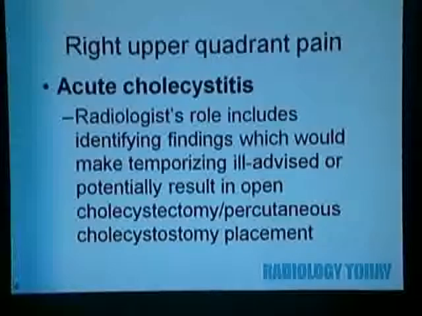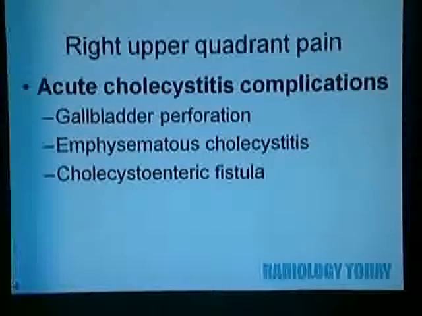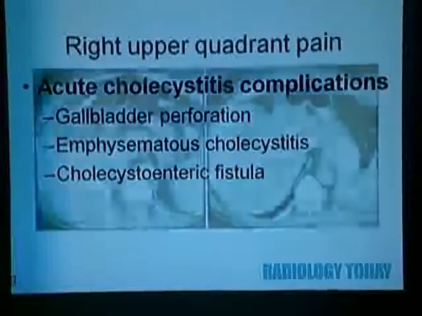Now, the radiologist's role in this whole situation is not only identifying the acute cholecystitis, but again, identifying complications which would make temporizing the situation ill-advised or potentially result in an open cholecystectomy or perhaps a percutaneous drain. Some of these complications include gallbladder perforation, emphysematous cholecystitis, and a cholecystoenteric fistula.